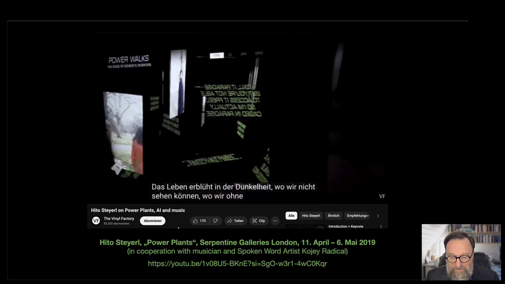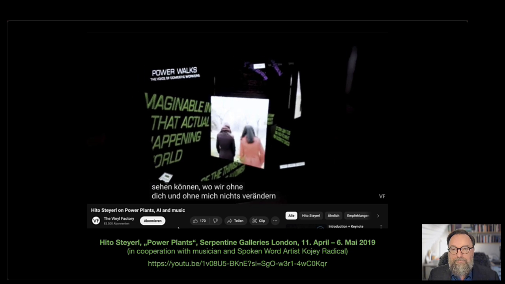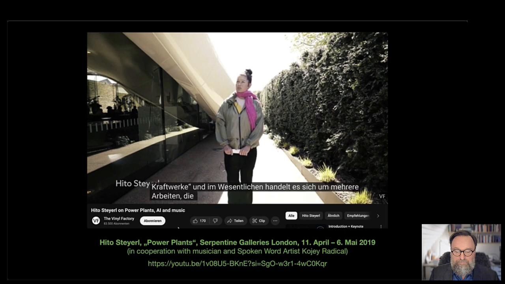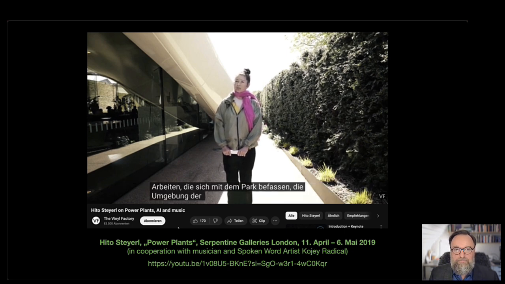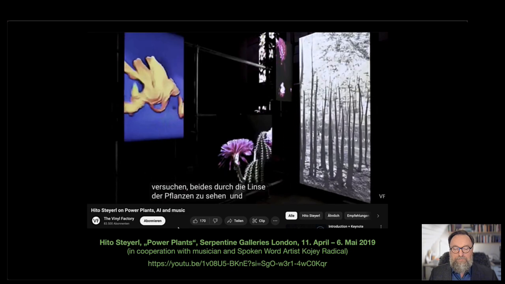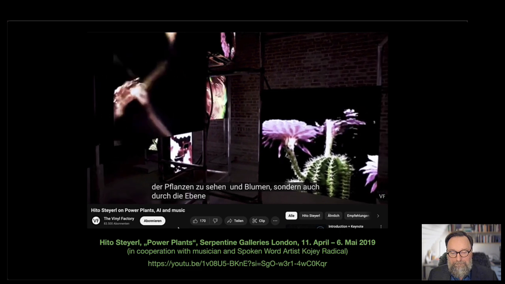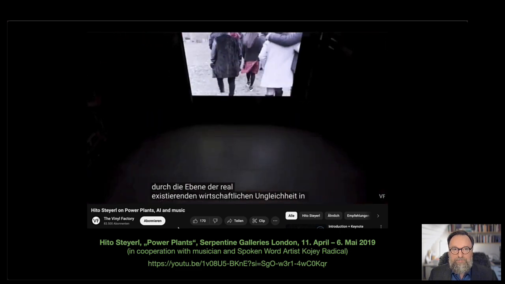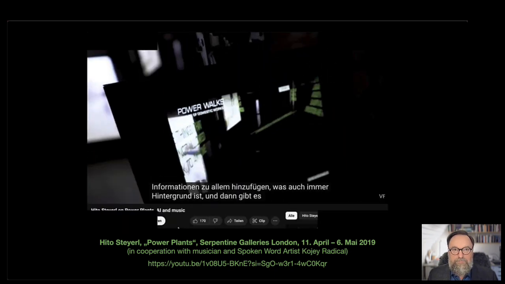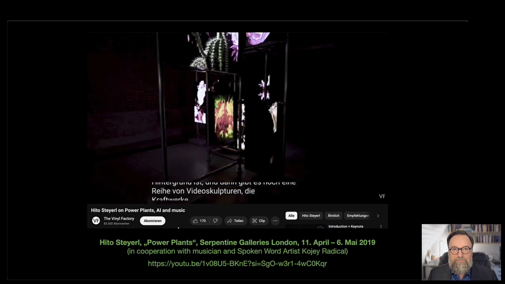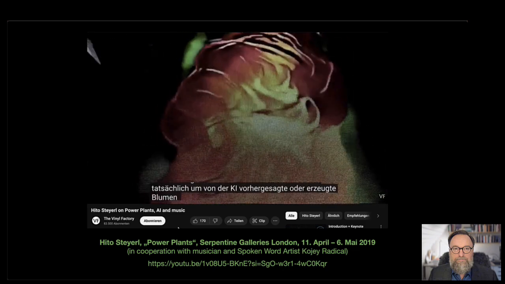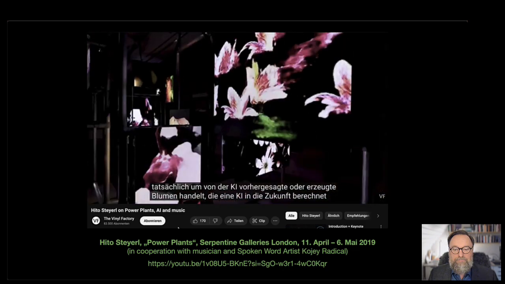Where we cannot, without you, without me. The exhibition is called Power Plants, and essentially it's several works dealing with the park, the surrounding area of the Serpentine, and trying to see it both through the lens of plants and flowers, but then also through the level of the area's real existing economic inequality. So I guess that's the two levels the show operates on. And then there's also a series of video sculptures, which is called Power Plants, and which are actually AI predicted or generated flowers that an AI has calculated into the future.